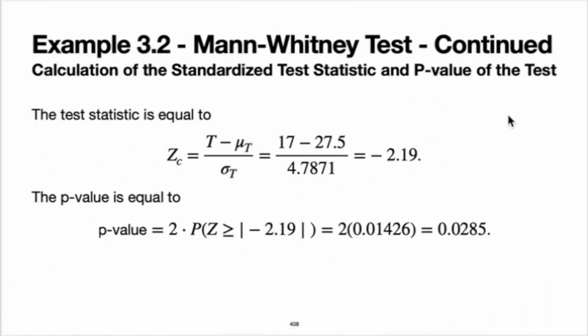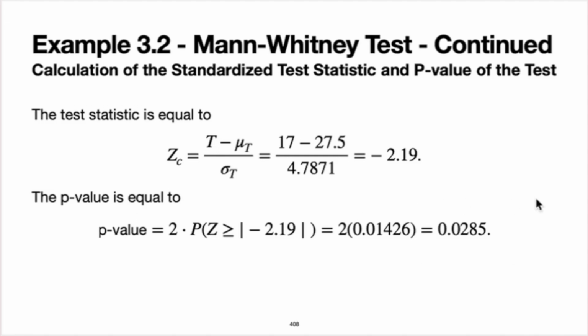In this case, the test statistic is equal to negative 2.19. The p-value, using the p-value formula, is twice the probability that the standard normal random variable Z is greater than or equal to the absolute value of negative 2.19. If we look that up in the table, we'll get 0.01426. We multiply that by 2, and so the p-value for this test is 0.0285.